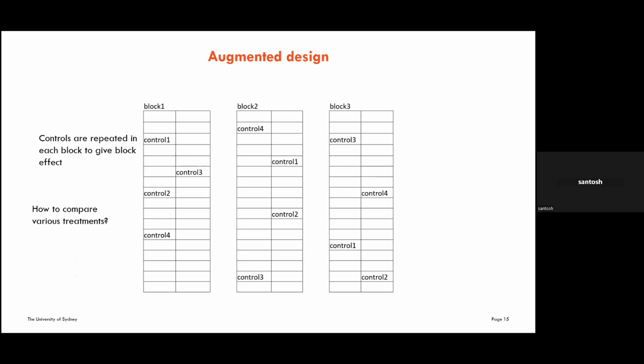This is very useful for very early generation lines, where you have very limited seed and the number of lines you need to test is big.